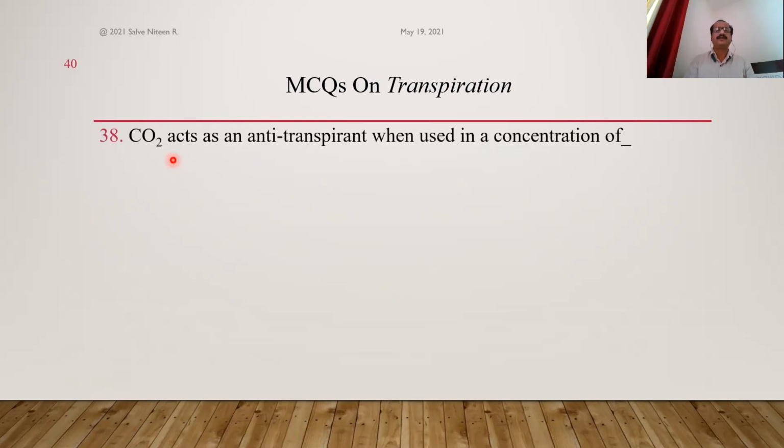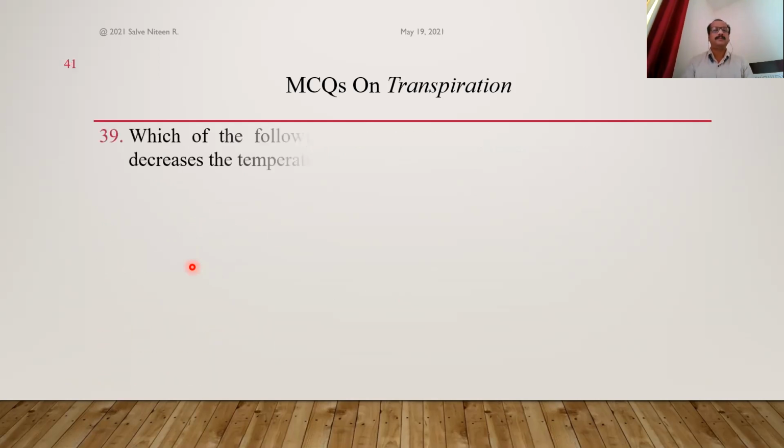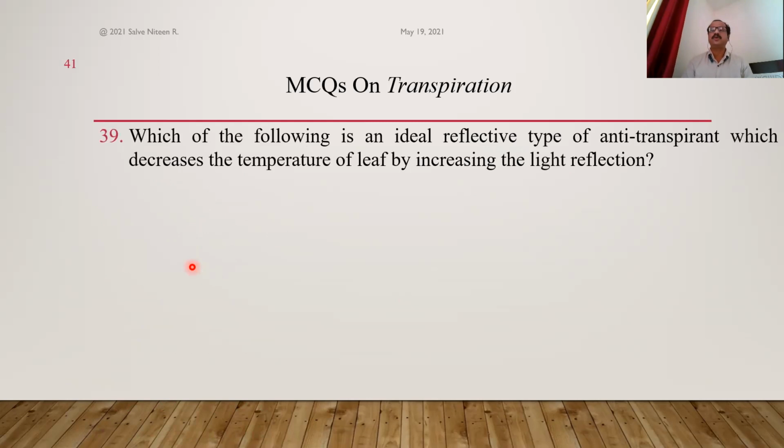Carbon dioxide also acts as an antitranspirant when used in a concentration of, so we have studied this, the natural concentration of carbon dioxide in the air is 0.03%, and if we increase it up to 0.05%, in that case it will act as an antitranspirant. And this is possible only in your polyhouses or greenhouses. So D is the right answer. And higher concentration of CO2 cannot be used because it will lead to the complete closure of stomata.